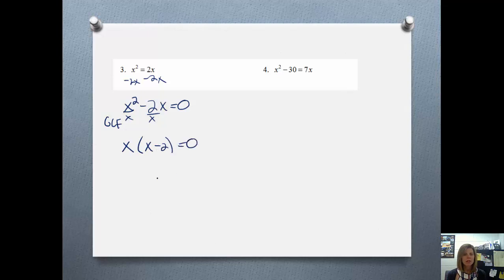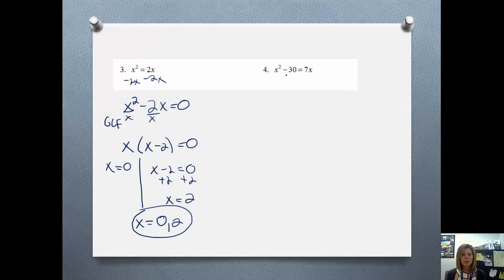I still have it equal 0. Then I'm going to apply the zero product property. So I'm going to draw my line, set each part equal to 0. Okay, notice the first one is already solved, great. This next one, I'll add 2 to both sides. I get x equals 2. So this graph will equal 0 when x equals 0 and x equals 2. So those would be my answers for that one.